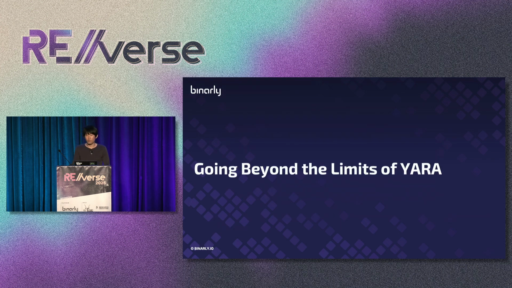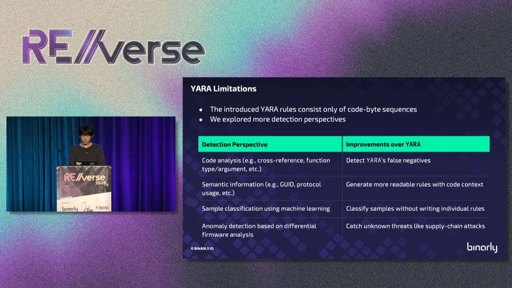In this section, we cover more advanced methods than Yara. We introduced the Yara rules for generic bootkit detection, but the rules have some limitations, such as detection accuracy and rule readability, because they consist only of code byte sequences.